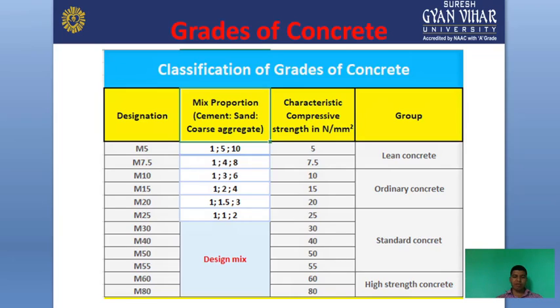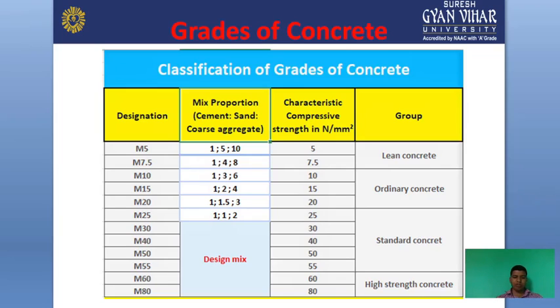Then M7.5: the mix proportion is 1 to 4 to 8, and it gives us 7.5 Newton per mm square compressive strength after 28 days. The same applies to M10, M15 and M20. M25 gives us the ratio 1 to 1 to 2, and 25 Newton per mm square is the strength of concrete of this grade, which it gives after 28 days.